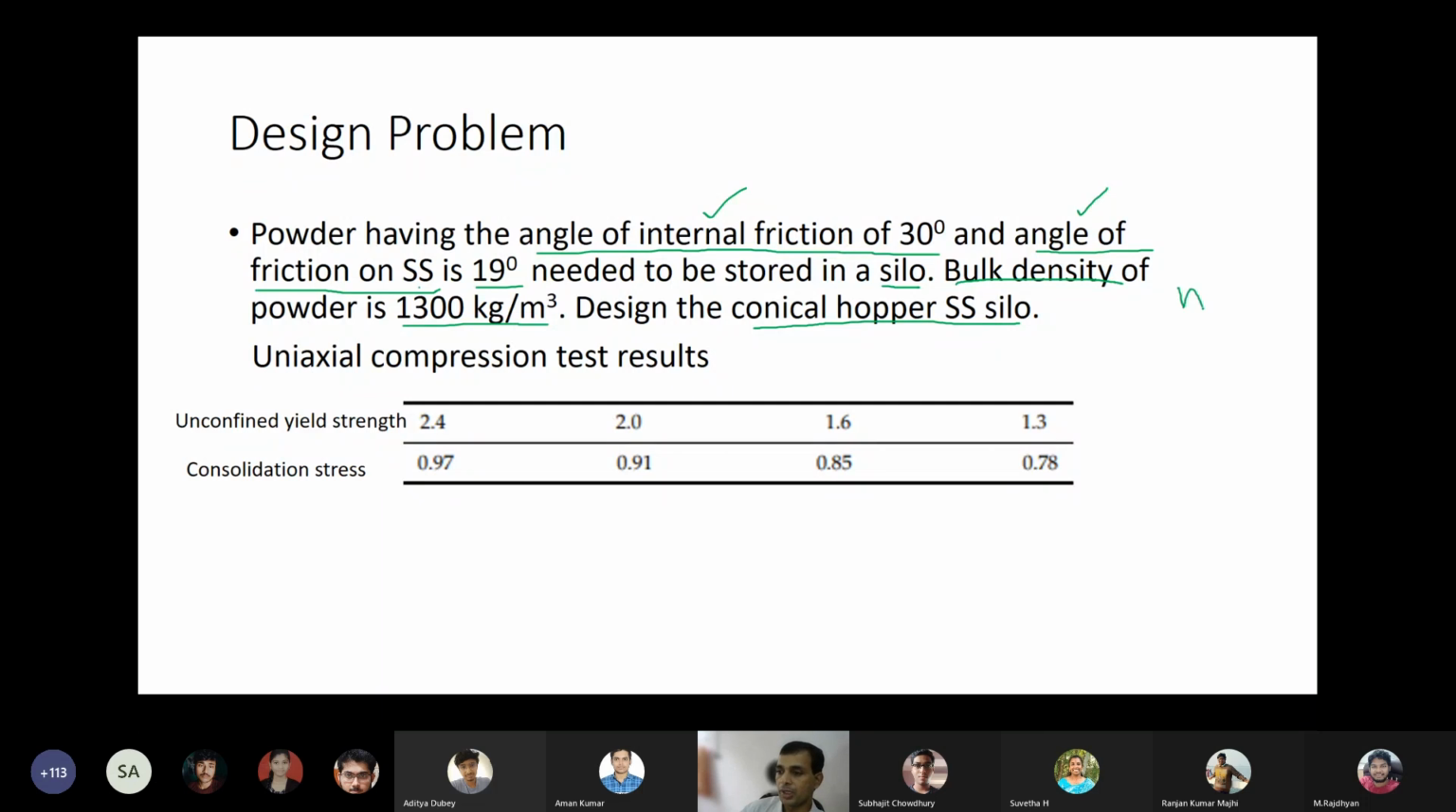Since they haven't given the amount or mass of material, we don't need to calculate the diameter or the height. They only ask us to design the conical hopper stainless steel silo, calculating the conical hopper angle and the D value. Basically, they want only these two. If later they ask, let's say, to store 10,000 tons of powder, then we can calculate the diameter, height and other factors. Even to calculate thickness, we need this number.